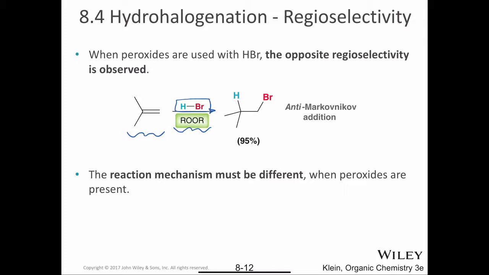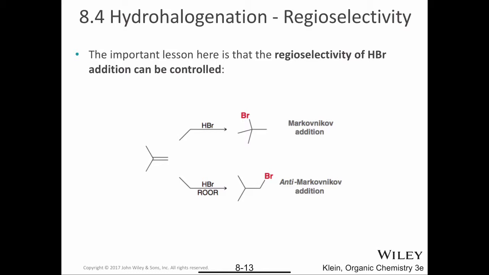We're going to cover this reaction mechanism in chapter 10, much later on. But you have to understand what Markovnikov addition is and what anti-Markovnikov addition is. The important take-home message is that the regioselectivity of the HBr addition can be controlled. If I take my alkene, remember it's an unsymmetrical alkene in that this carbon already has hydrogens attached to it, and I do my hydrohalogenation, adding my HBr, I get Markovnikov addition.